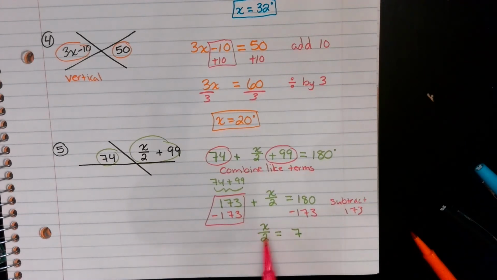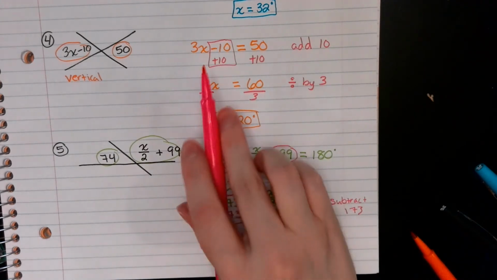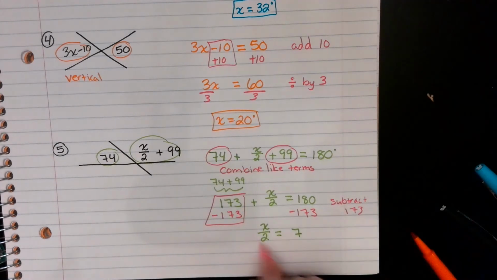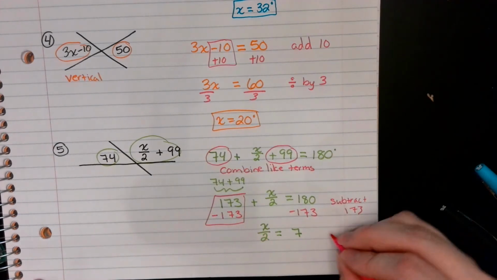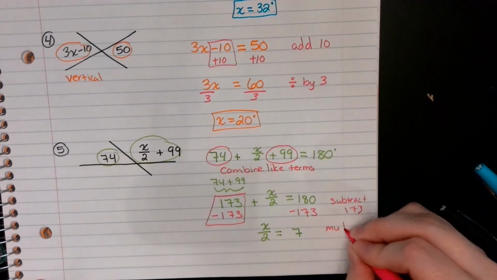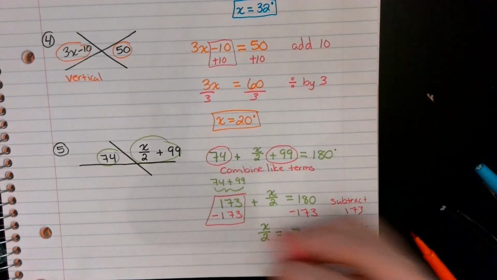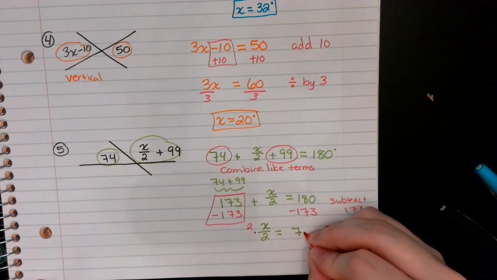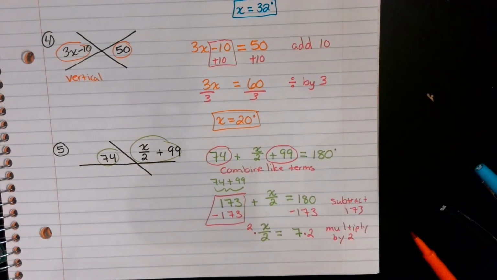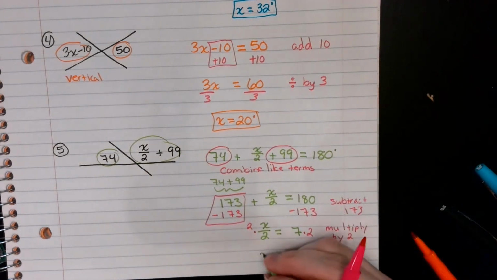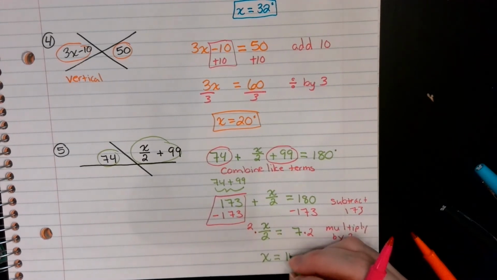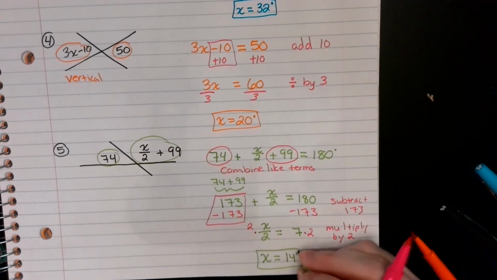Okay, now this one is different. Normally we've had a coefficient, now we have a divisor. So the inverse operation of dividing is to go ahead and multiply. So we're going to multiply both sides by 2. Multiply by 2 and multiply by 2. So that gives me x by itself, and x will wind up equaling 14 degrees.